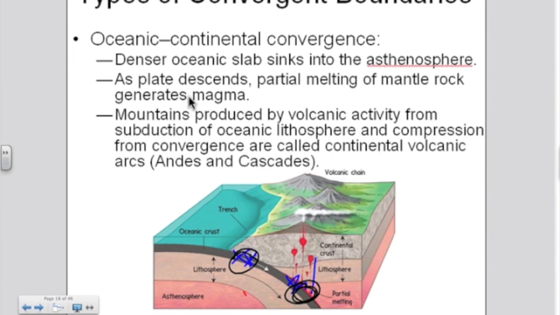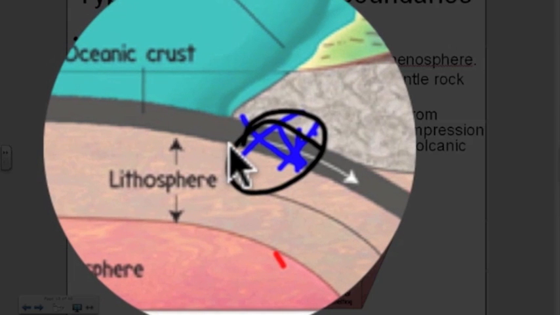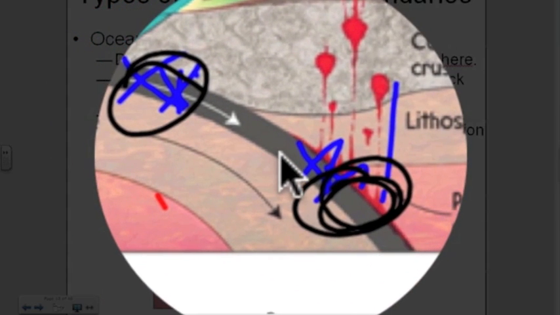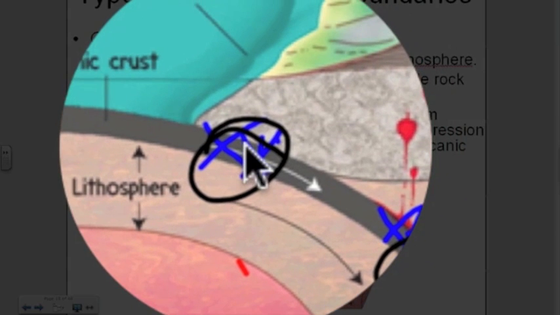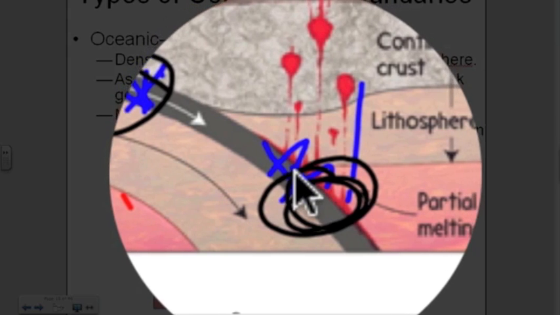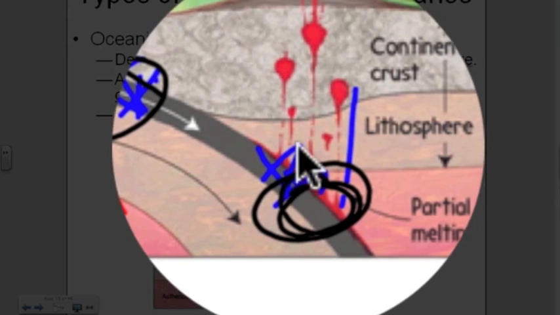In the ocean-continental convergence, denser oceanic slab sinks into the asthenosphere. As the plate descends, partial melting of mantle rock generates magma, which then rises up and forms volcanic mountains. We have both shallow and deep earthquakes associated with this convergent boundary.